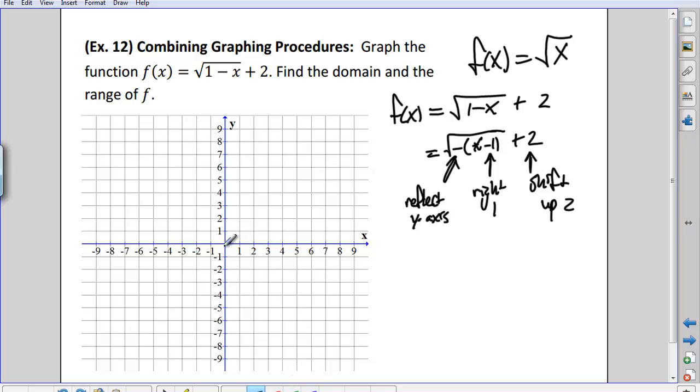So let's see if we can accomplish that any better than what we did on that last one. Here's our square root function, and I'm just going to leave those as points, and well, I guess I could draw a line. So what I need to do first is go to the right 1 and up 2. Okay, so there's my right 1 up 2. And now I need to reflect that about the y-axis. And so I end up with 0, 0 goes to the right 1 up 2, so it's right here. This guy gets shifted over to here.